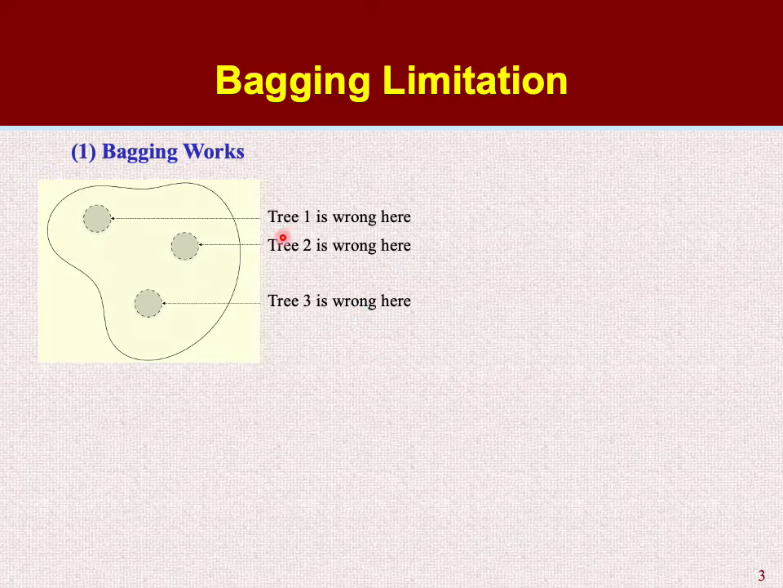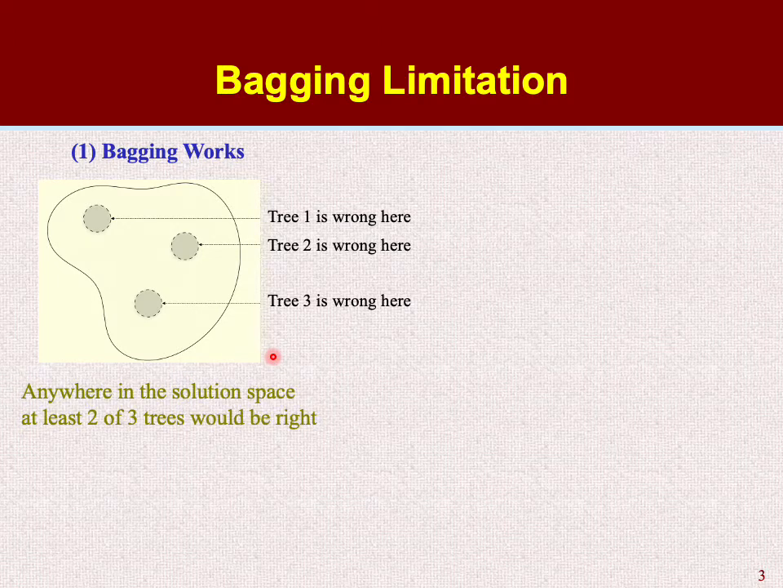Each tree has an area of weakness. For example, decision tree number 1 is wrong in this area. Decision tree number 2 is wrong in this area. Decision tree 3 is wrong in this area. So the weakness of these decision trees do not overlap. Therefore, anywhere in the solution space, at least two of the trees would be right.